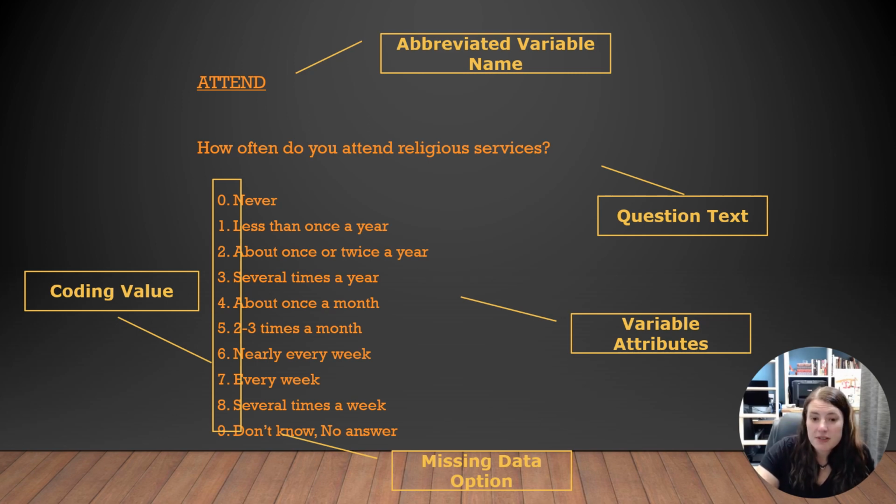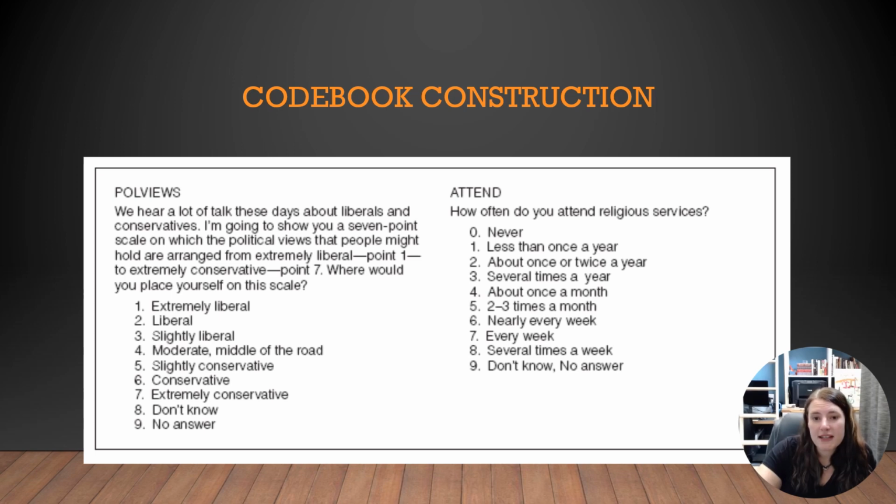So if someone skips the question or they didn't answer it or they answered it wrong, sometimes they answer 2 or 3 numbers and you can't tell what they're actually trying to answer, you would put a number 9. Here's that same example along with another ordinal example. Again, question text, short variable name, variable attributes with unique coded values, and a missing category option.